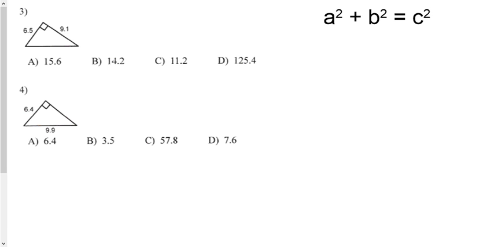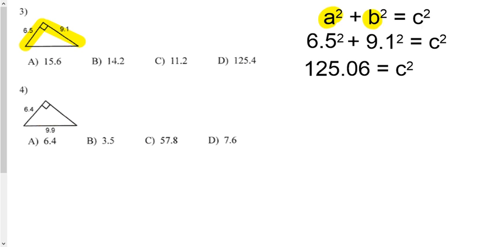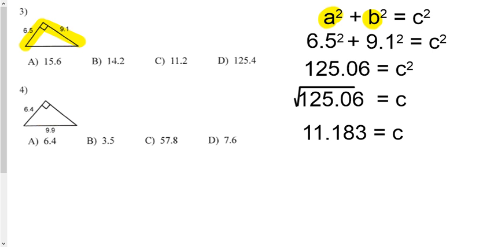Number 3 is a little bit different. They give us two different legs, 6.5 and 9.1 are the legs. So we put them into the Pythagorean theorem equation. We square both of them and add them up. We get 125.06. Put a square root sign on the other side, round to the nearest tenth. In this case, it should become 11.2, so C. Number 4, the answer is D.